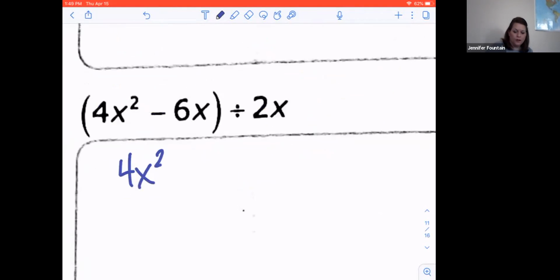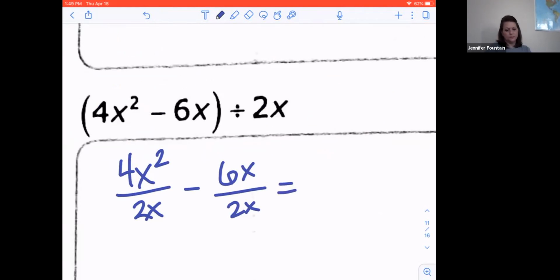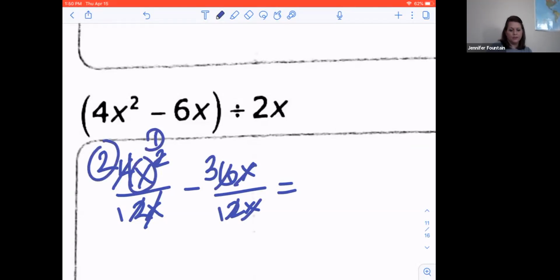4x squared over 2x minus 6x over 2x. 2 divided by 2 is 1. 4 divided by 2 is 2. X squared divided by x. This x cancels. This becomes x to the first. 2 divided by 2 is 1. 6 divided by 2 is 3. My x both cancel. So I have 2x to the first power, or just 2x, minus 3.